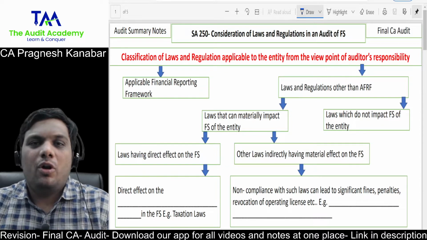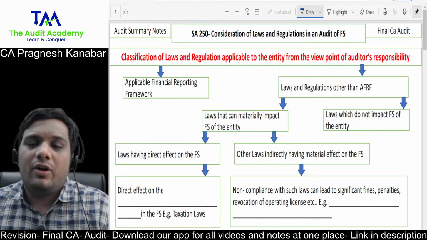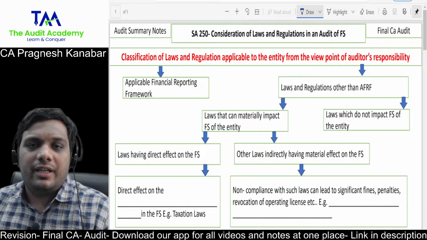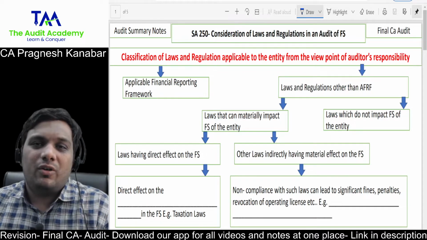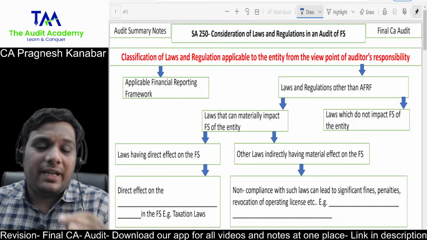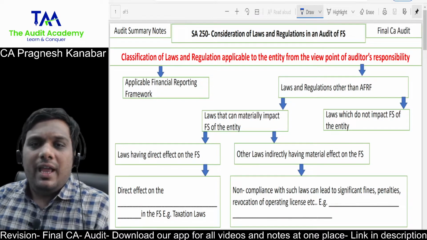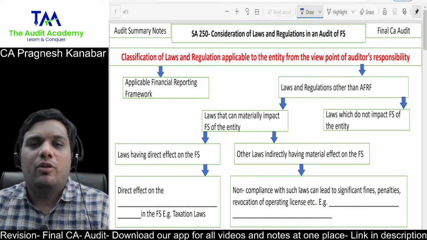So when we talk about laws and regulations, obviously there are so many laws and regulations applicable to an entity. But from the auditor's angle, you are not concerned about every single law and regulation applicable to the entity. You will be worried about such laws and regulations which can directly or indirectly have a material effect, a material impact, on the financial statements. And that is what SA 250 is asking you to focus upon.